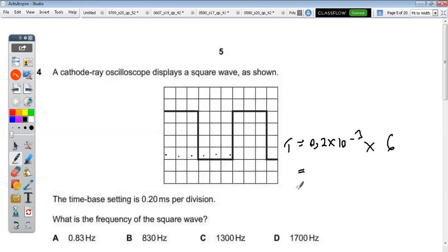Then you know that frequency is what? 1 over period. So this is what you're saying, according to you there. So 10 to the power -3 multiplied by 6. Okay, so the correct answer. No.